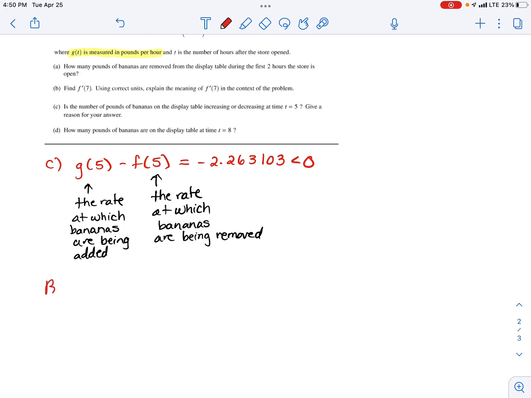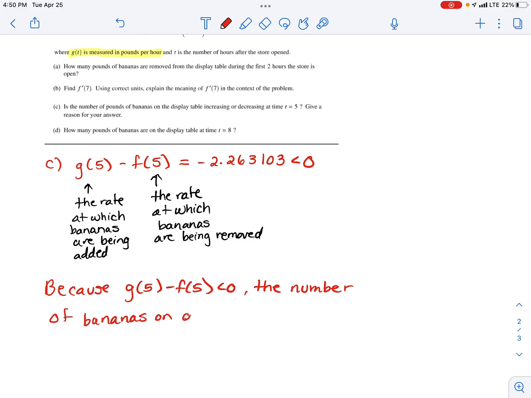Okay, so because G of 5 minus F of 5 is less than 0, the number of bananas on display is decreasing at t equals 5.